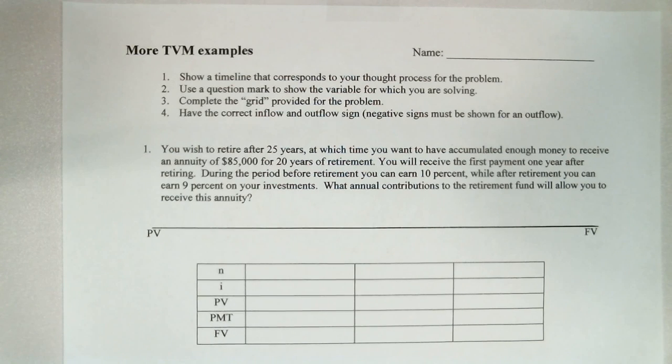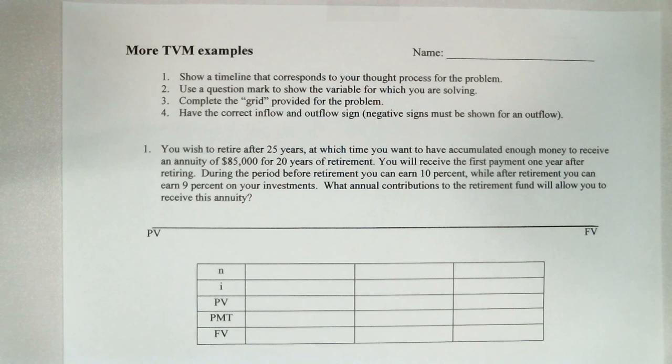You wish to retire after 25 years, at which time you want to have accumulated enough money to receive an annuity of $85,000 for 20 years of retirement. You will receive the first payment 1 year after retiring. During the period before retirement, you can earn 10%, while after retirement, you can earn 9% on your investments. What annual contributions to the retirement fund will allow you to receive this annuity?